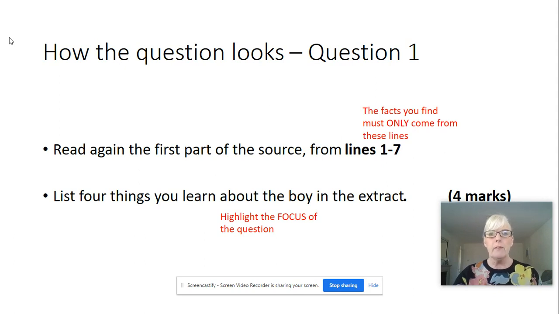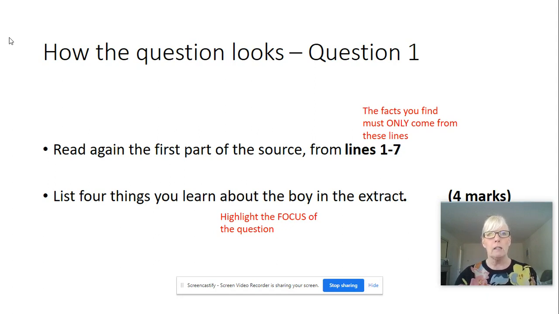And then it will give you another directive, and it will tell you to list 4 things because you're looking for 4 facts that you learn about the boy in the extract. Highlight the focus of the question with your highlighter pen, because that might change depending on the extract. So in our case, it's about the boy, but it could be about the weather. It could be about a setting, like the house or the building, or anything else, or it could be about a character. So you won't know until the exam, but you are always finding just 4 things.